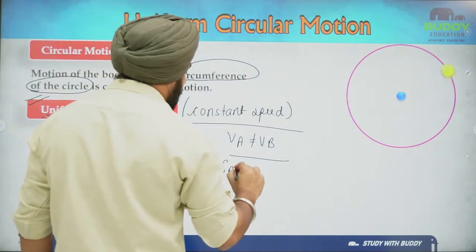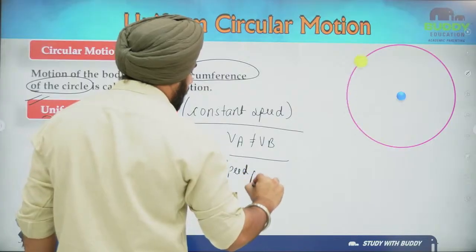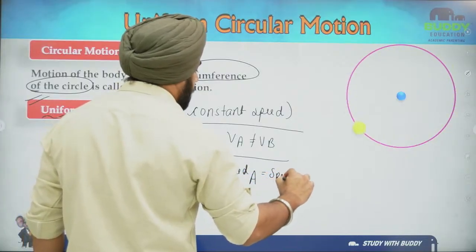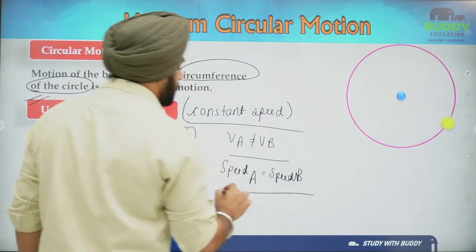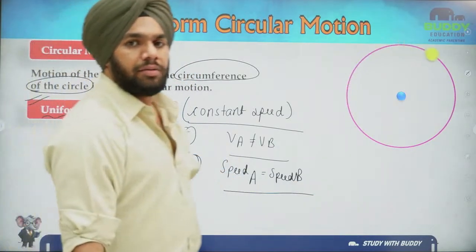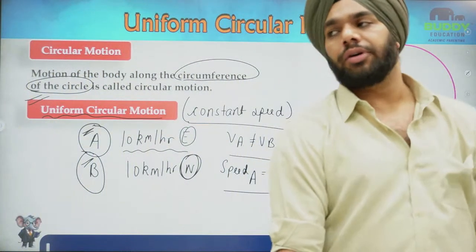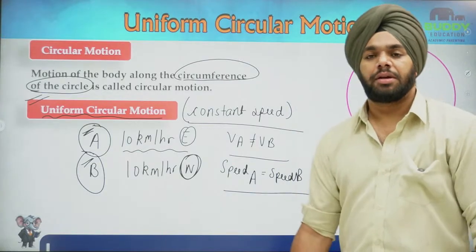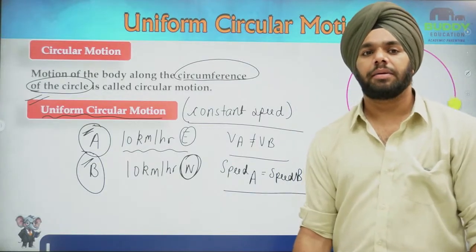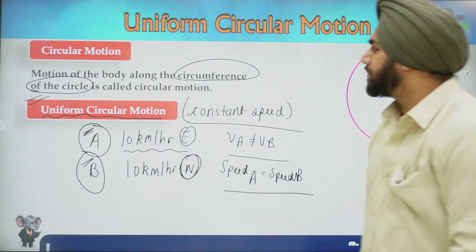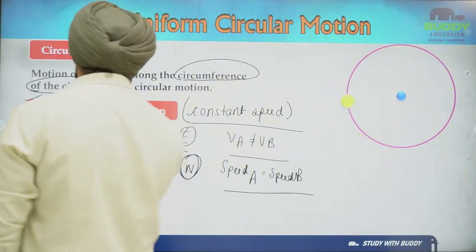But we can definitely say that the speed of object A is equal to the speed of object B. So speed A is equal to speed B. That means velocity can change according to the direction, but speed is only dependent on the magnitude.